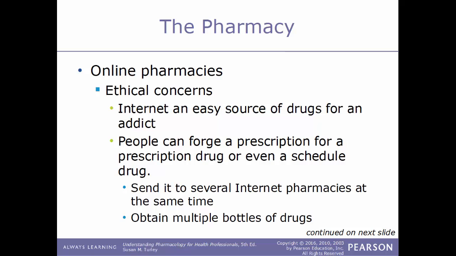Now, the internet is an easy source of drugs for an addict. Easy for anyone to forge a prescription for a prescription drug or even a scheduled drug. And what's common is these are sent to several internet pharmacies at the same time in order to obtain multiple bottles of the drug, which would be somewhat easy to do if there's no prescription order that's needed from a legitimate doctor, if there's no exam by a doctor, if there's no verification of the prescription. It'd be very easy to do this at various online pharmacies all at once.